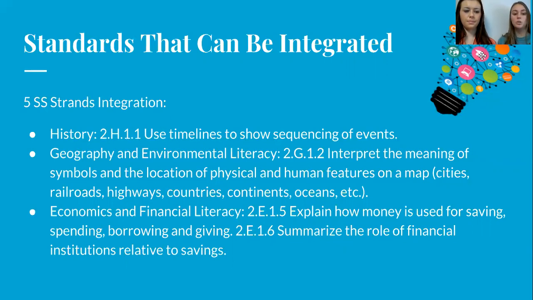We did this in order to connect the government shutdown to students' lives around them, because we wanted to include a map of the places near them that had shut down, which integrated this standard. We also used an economic and financial literacy standard to explain how money is used for saving, spending, borrowing, and giving, as well as summarizing the role of financial institutions relative to savings. We decided we can integrate this by talking about how the military wasn't being paid and people from national parks weren't being paid, and that they weren't prepared for this. And if they hadn't saved their money and been financially stable, this may have been a problem.